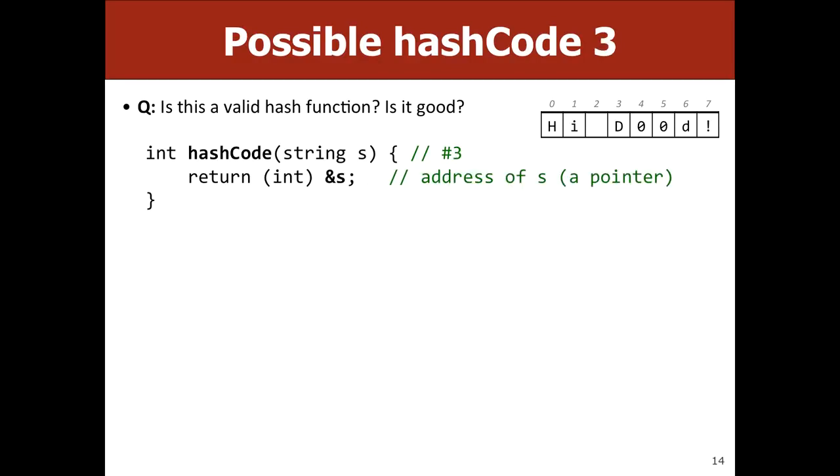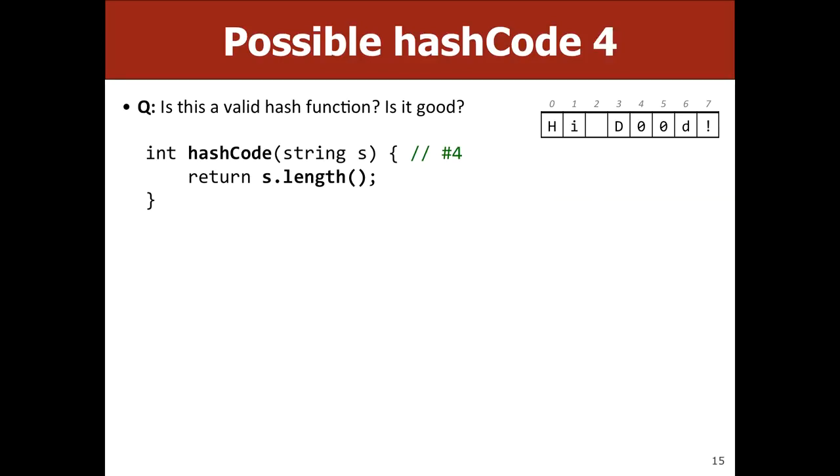Okay. What about this one where we return the memory address of the string, which is a number, right? So how many people think this is valid? How many people think this is invalid? Yeah, so this one's a little bit harder because you could have two strings in your main function that are the same, like they both are "hi dude", but they're at different memory addresses because they're different variables. So in this case, this would be an invalid hash function.